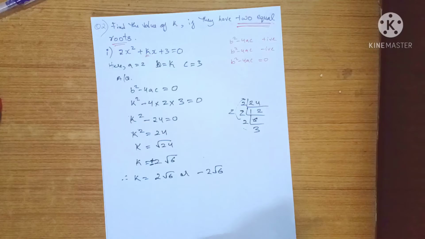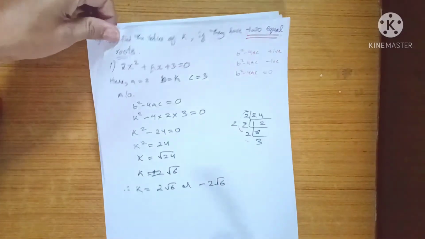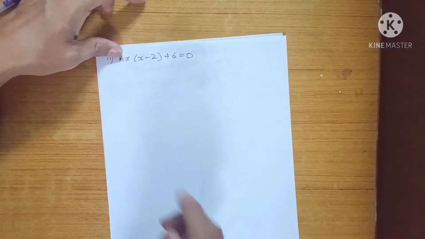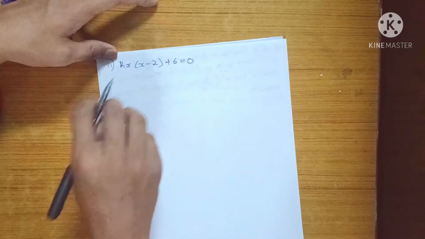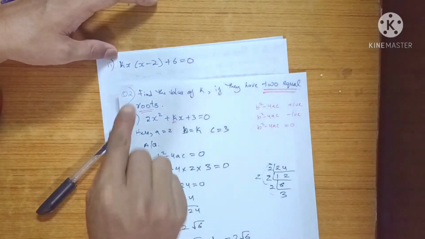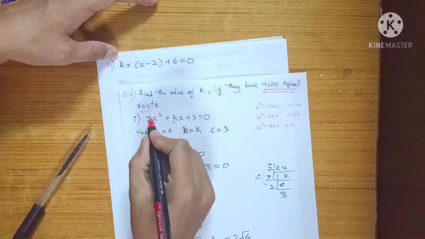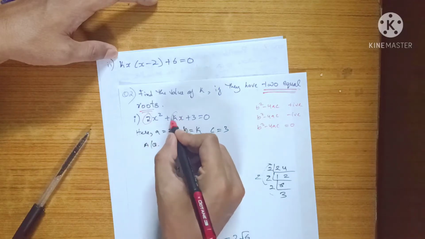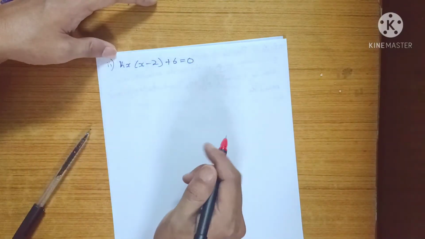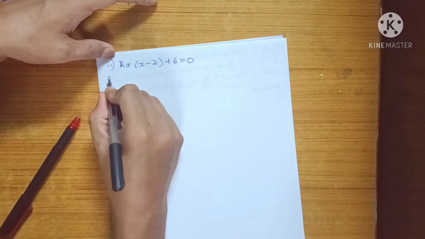Okay, don't get confused. Let's do the second one, Roman number 2. The second one is not of the quadratic form. In the earlier one we clearly see that x square is attached with something, x is attached with something, and a constant is there, but we don't have that here. So first we have to open the bracket and make it in the quadratic form. So let's open the bracket first.